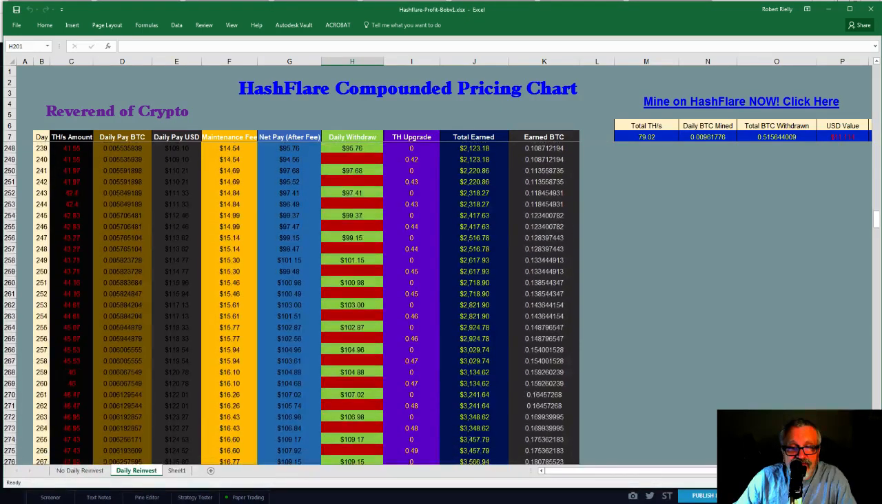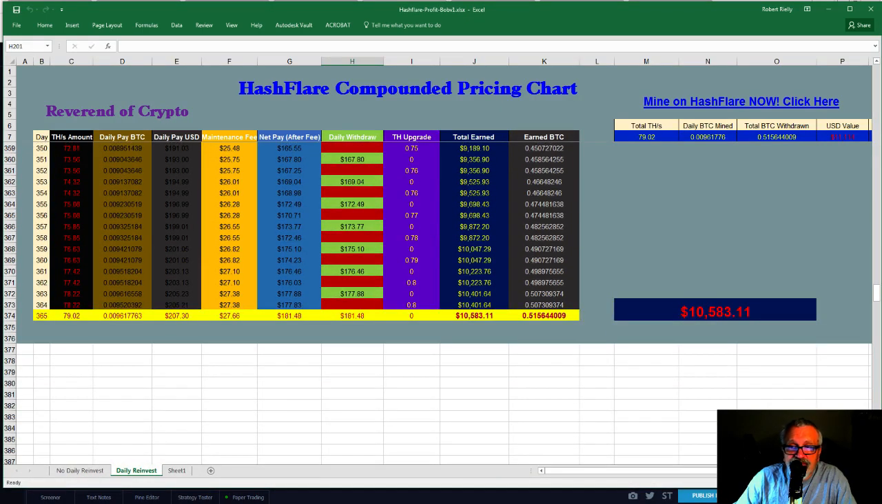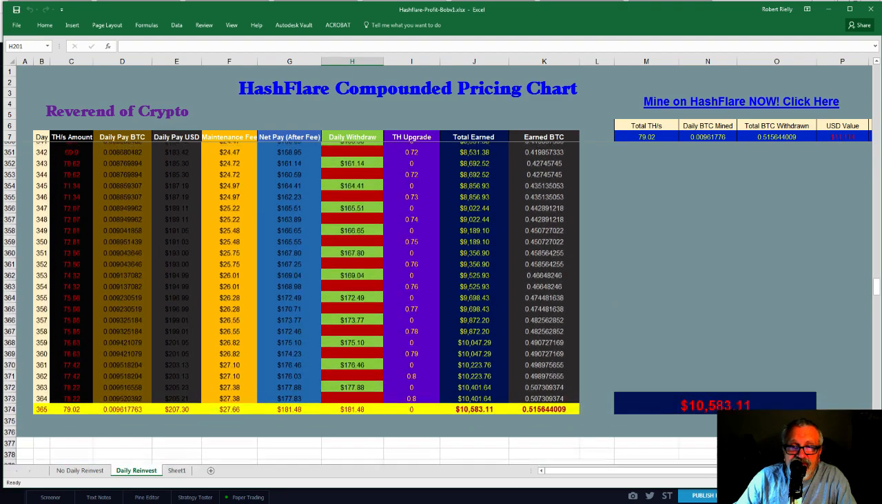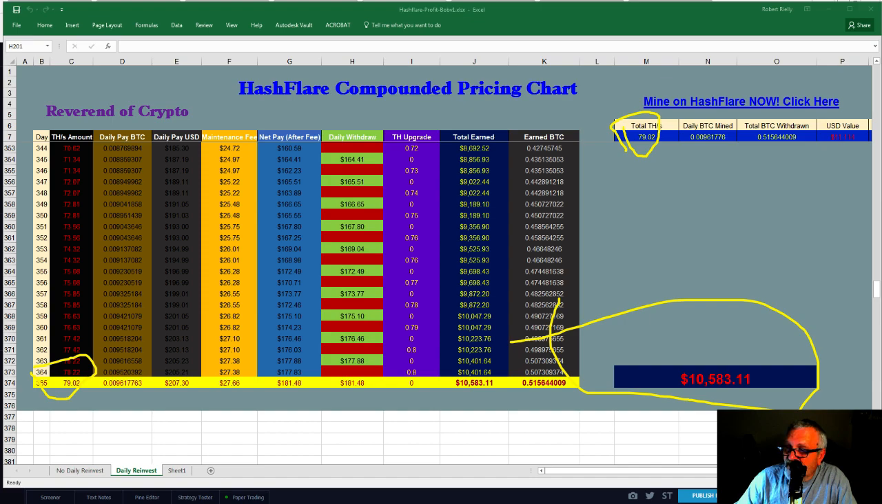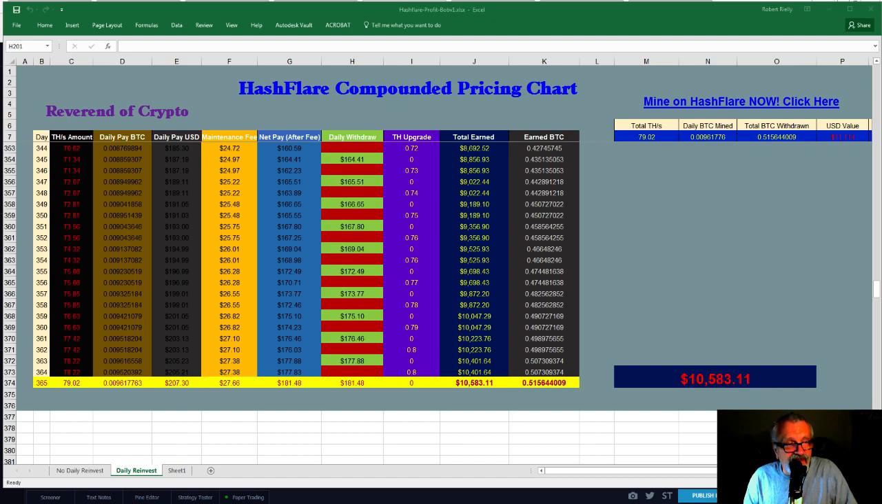So if you scroll on down, if you put in $1,200 at the beginning of the year and you follow this plan, at the end of the year, you're going to have this right here, okay? And then you will have 79 terahashes, which correlates over here. I hope that settled that, because I get tired of people asking, how do you use that calculator, Rev?